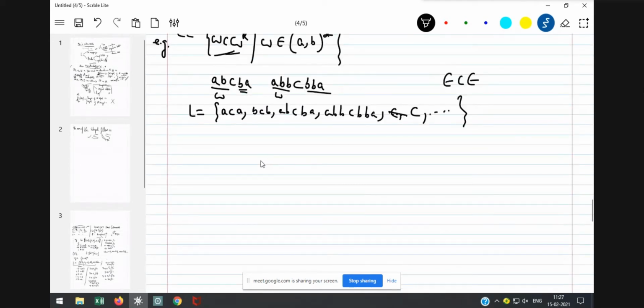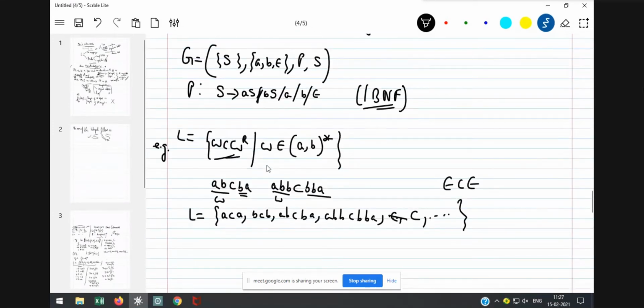Now let me try to construct a grammar. Let me just check. Start from b, then a. It starts from b, then a. You might be thinking how easily I'm doing this. Practice, okay? Practice is the only way.